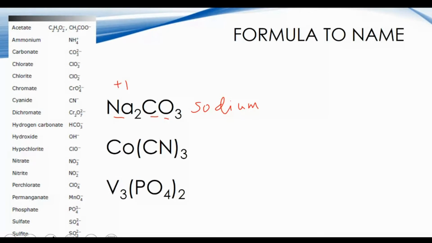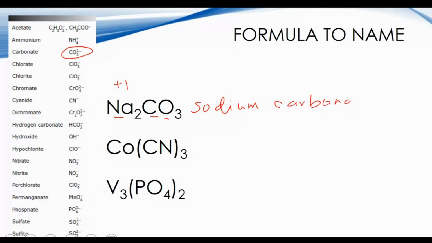So if we look on the list here on the left, we can see that carbonate is located right here, right? CO3, and its name is carbonate. I'm not going to change its ending because remember, polyatomics have a name and they have a charge. We don't mess with those things. They are standards. So the name of this particular formula will be sodium carbonate.